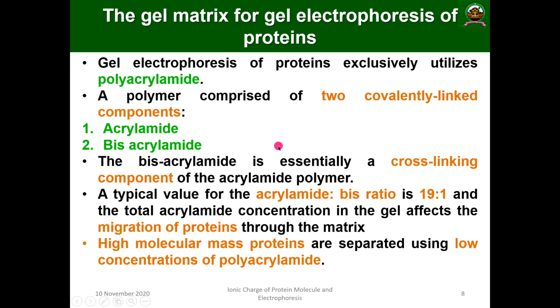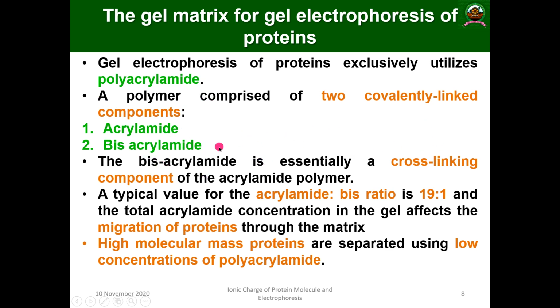Okay, so the polymer is a polyacrylamide. So what is a polyacrylamide? It is a polymer composed of two covalently linked components, such as acrylamide and bisacrylamide. Okay, so acrylamide and bisacrylamide are the components.